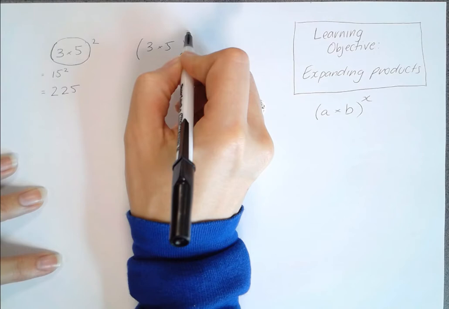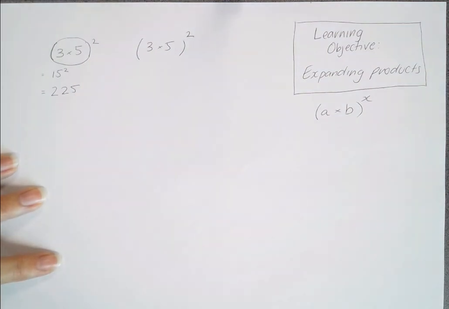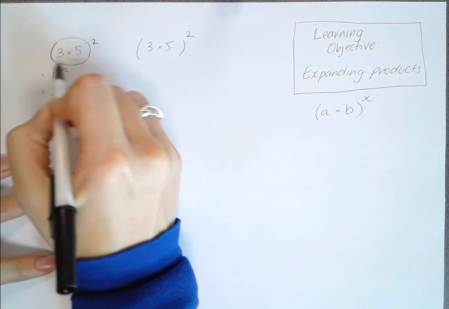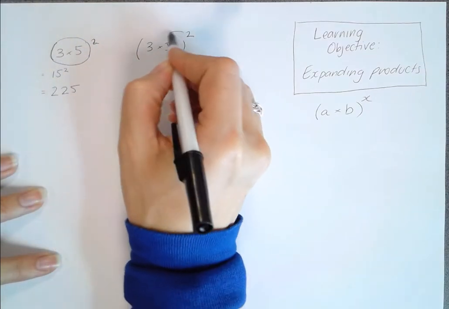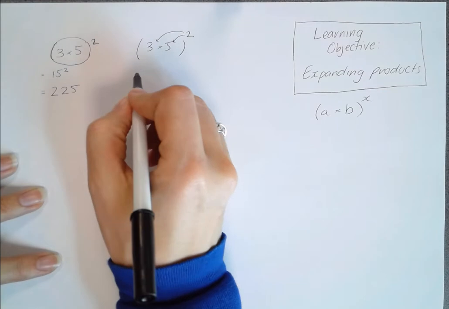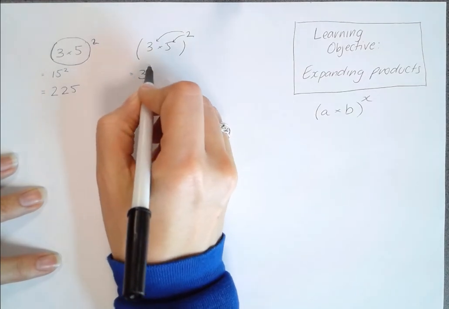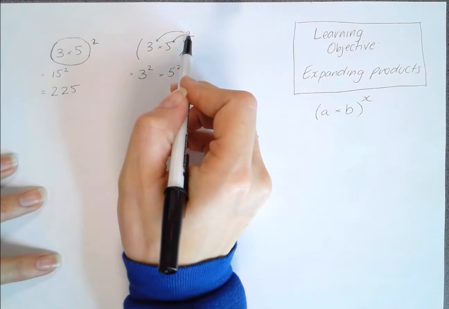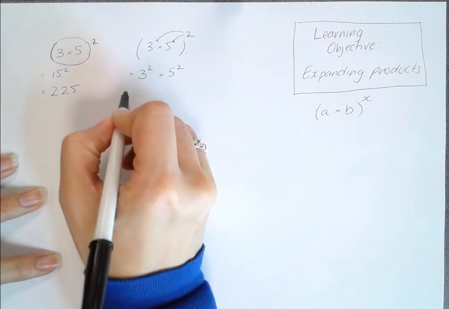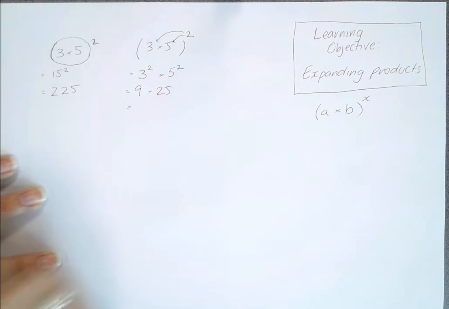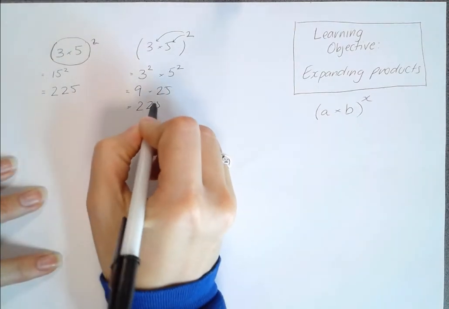Now the other way you can do these is if you said that you've got your 3 and you've got your 5. Now an index law says that if you apply this power to the whole bracket, you can actually apply it individually to all of the terms inside the bracket. So what we would look at there is 3 squared times 5 squared. And you can see we've applied the power to the 3 and the power to the 5. 3 squared is 9, 5 squared is 25. And funnily enough, if you times 9 by 25, you actually get the same answer.